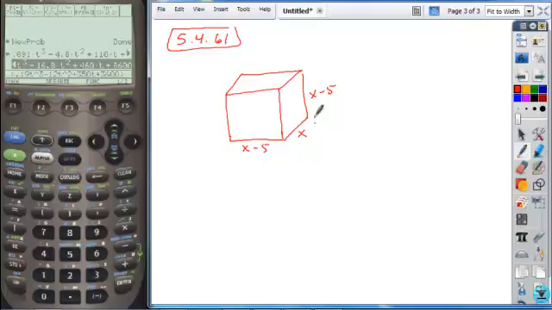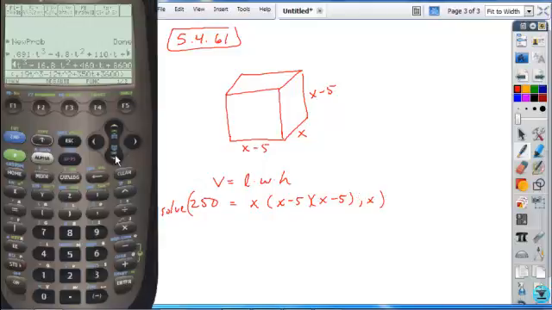So if you take the volume for this, since you have a specific volume of clay, it is length times width times height. So if you plug in these values of x, x minus 5, and x minus 5, and you set it equal to the amount that they told you you had, which was 250, you can use the solve feature of your calculator for that.